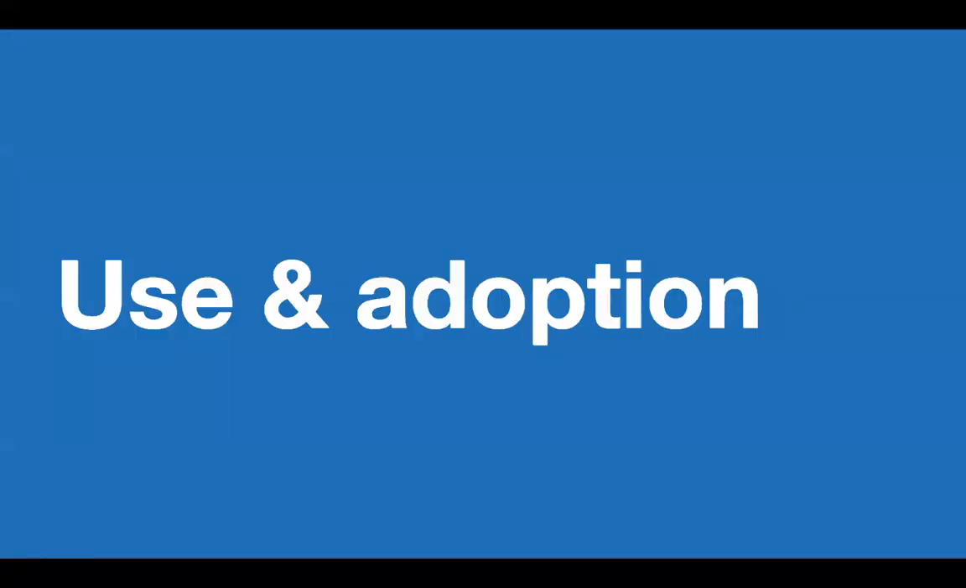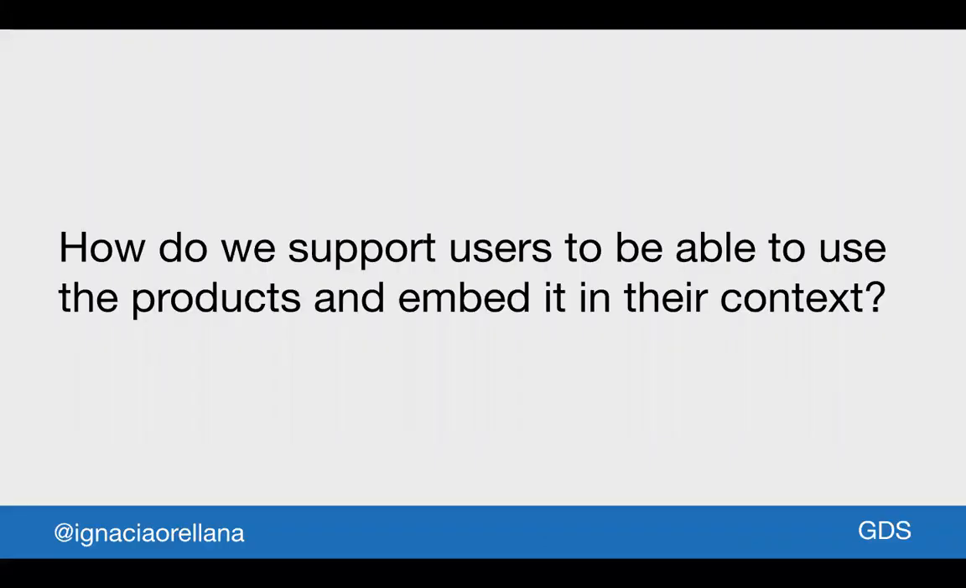So once your user is aware of the design system, they still need to decide whether to use it or not. Does it meet their needs? Is it easy to use? So the question here is, how do we support users to be able to use the products and embed it in their context? So you need to support teams who adopt the system. Unless your system was built at exactly the same time as all of your organization, you're likely to need to help teams embed it within existing products and services, and not just once, but many times.